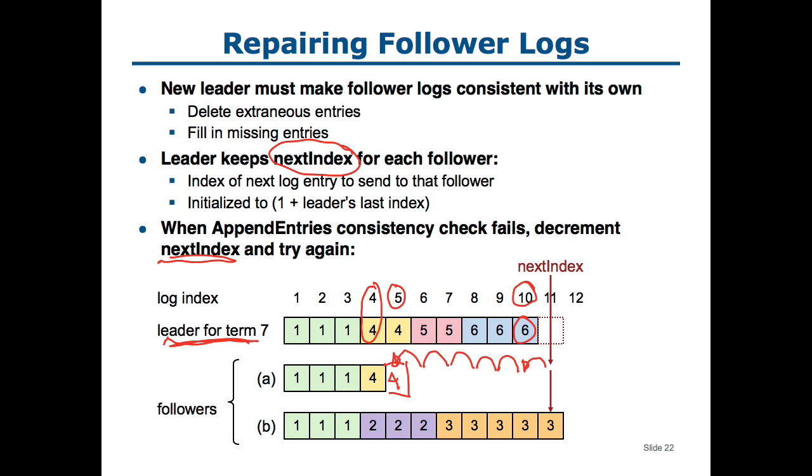A similar thing will happen for follower B. Again, when next index is 11, the consistency check will fail, and in this case we'll back up again and again all the way back until eventually next index becomes 4, and the consistency information is for the preceding entry, log index 3 with term 1, and that will match, and then eventually this log will also fill in.